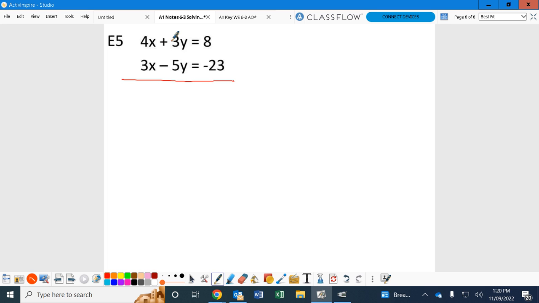Now, if you already have a pair that are positive and negative, those would be the ones that I would try to multiply to cancel out, because then you don't have to multiply by a negative. I've already got a positive 3 and a negative 5 on my y's. What is a common number that 3 and 5 will go into? 15. So what do I have to multiply 3 by to make it into 15? 5. I'm going to have to multiply by 5. What do I have to multiply 5 by to make it into 15? 3.